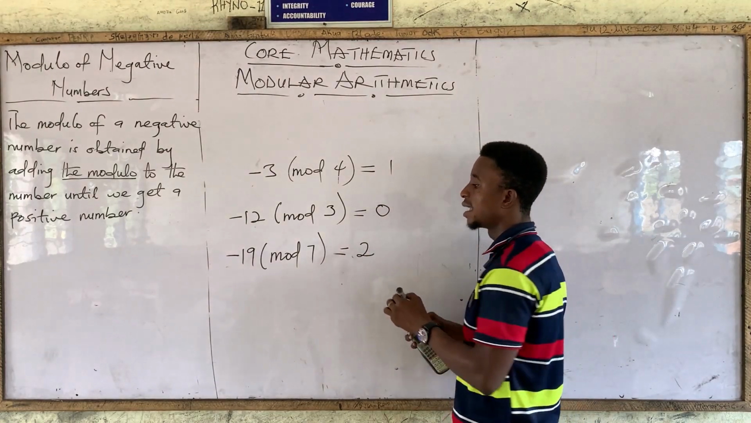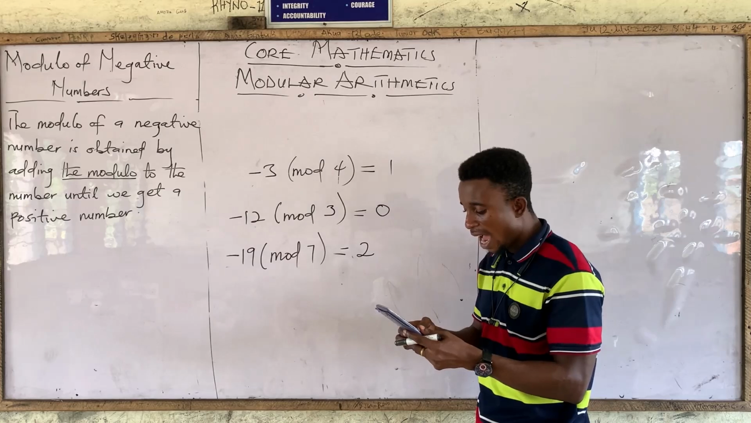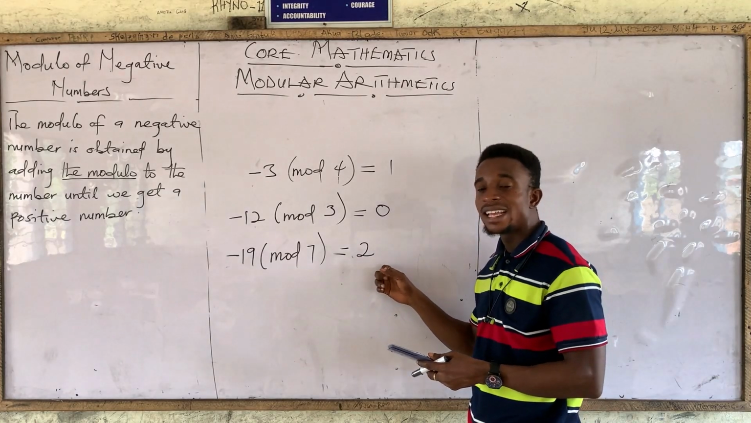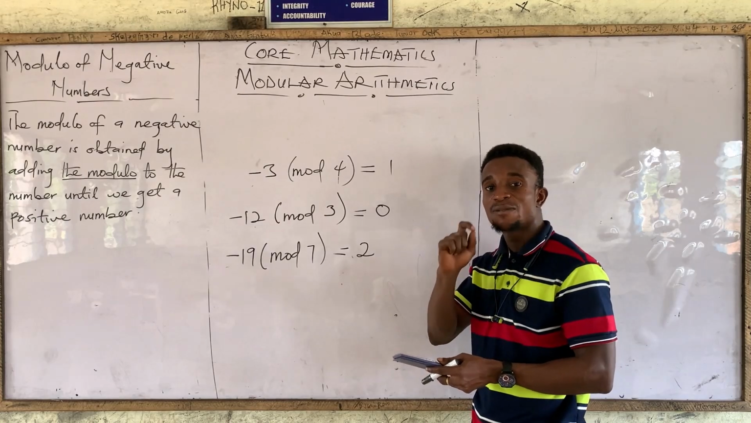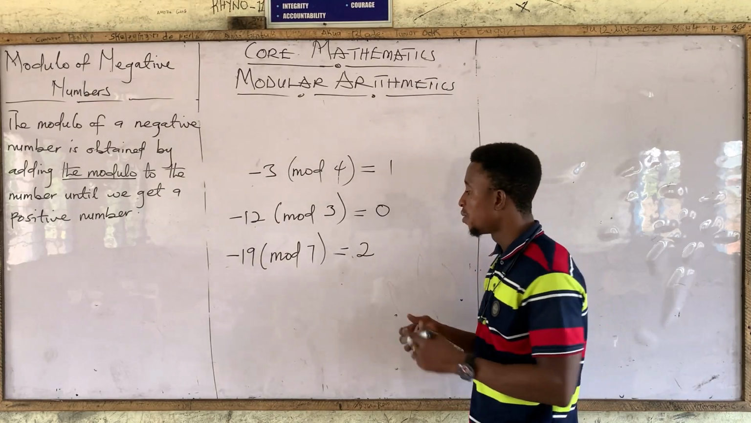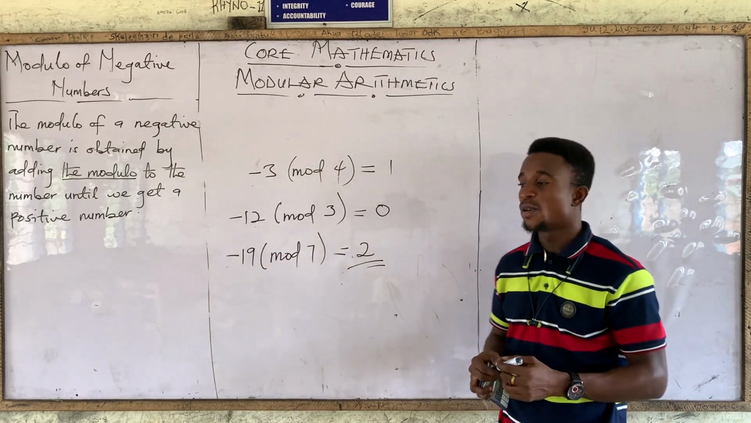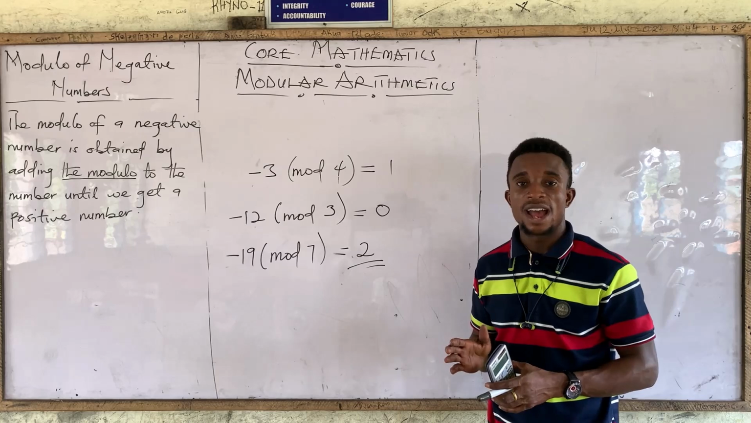And now I have my first positive number, and that is the answer. Immediately you add plus 7, you are going to get 9. And 9 is also positive, but we are interested in the first positive number. Please, are we getting that? So now negative 19 mod 7 is 2. Please, do we get that? Okay.